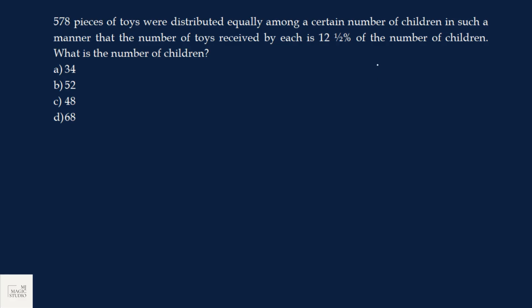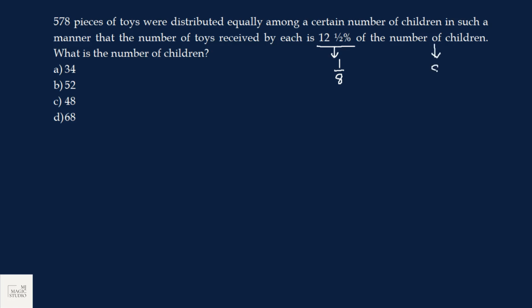Okay, on to the next one. I hope you are following the drill. Try to solve it yourself first. 578 pieces of toys were distributed equally among a certain number of children in such a manner that the number of toys received by each is 12 and half, that is 12.5% of the number of children. 12.5% in fraction is 1/8.